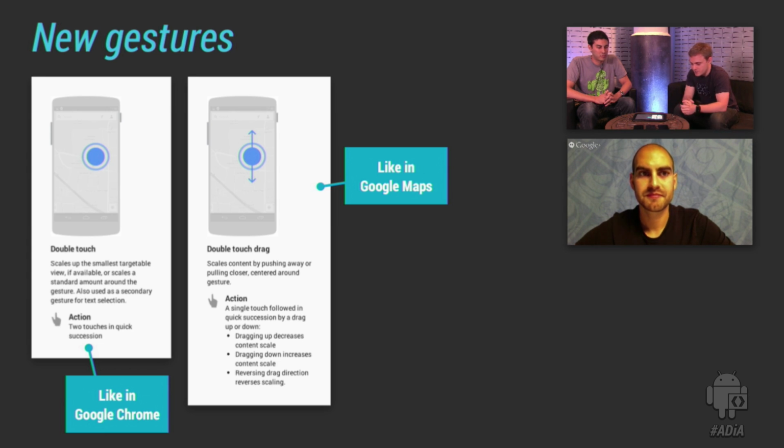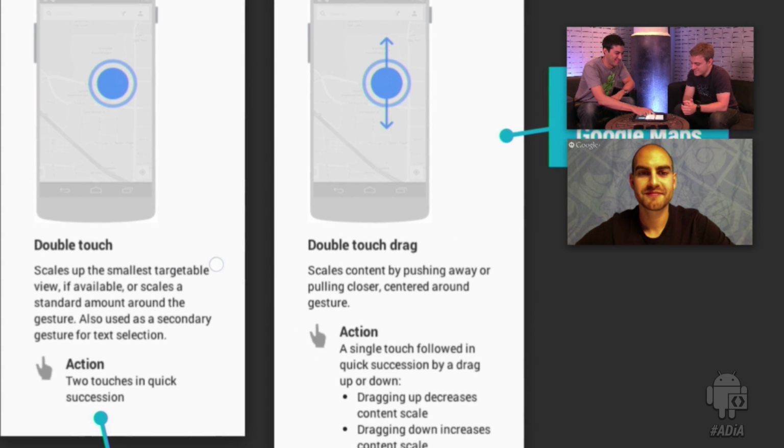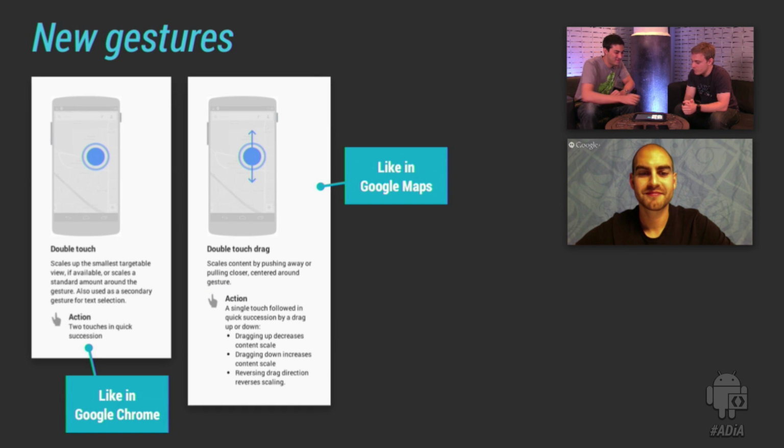So the expansion on double touch basically says, if you're looking at a photo, or something that's just zoomable, double touch should zoom it in. If you're in something like Google Chrome or something else that has bits and pieces of information laid out, and you double touch on one of those bits and pieces of information, basically what this is saying is that you should zoom in to that content. So if you're in Chrome and you double touch on a column of text on a web page, it'll actually zoom to fit that column of text.